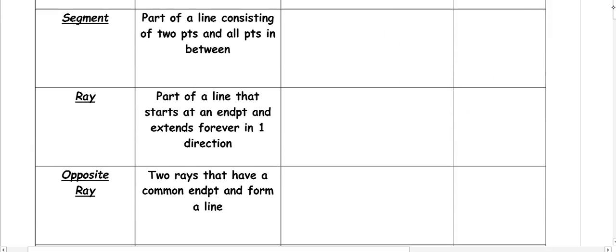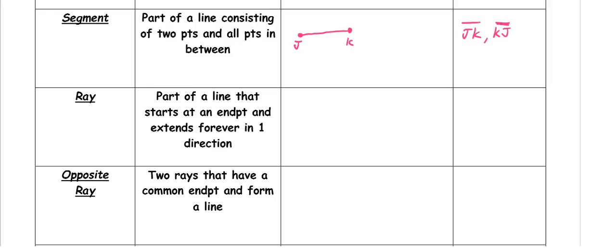A segment is a part of a line that consists of 2 points and all the points in between. So for a segment, we really have to pay attention to what those endpoints are going to be. So we're going to have JK or KL or KJ. The difference between a line and a segment is that the symbol above for a segment is just a line with no arrows because it's not going on. Segments are going to have a defined length.